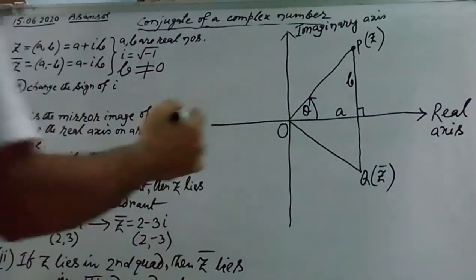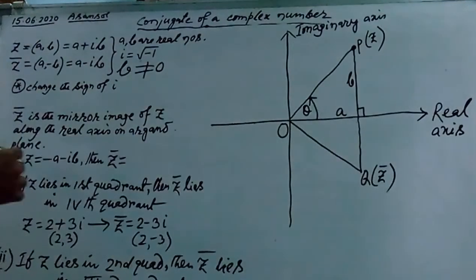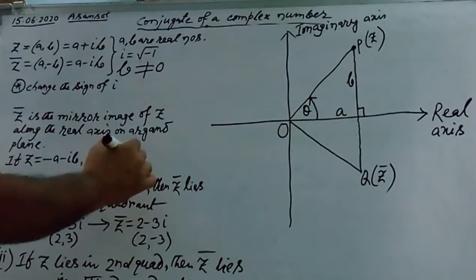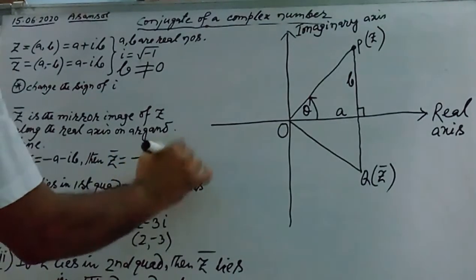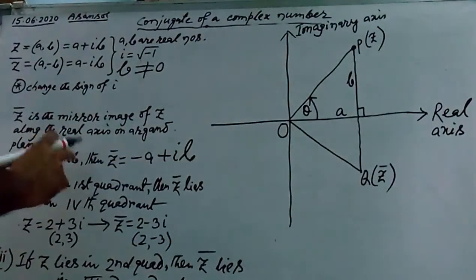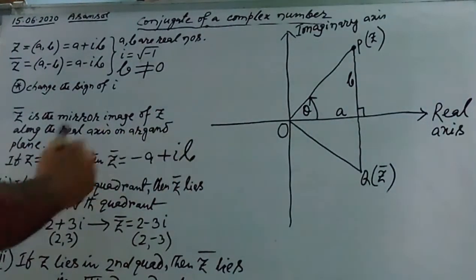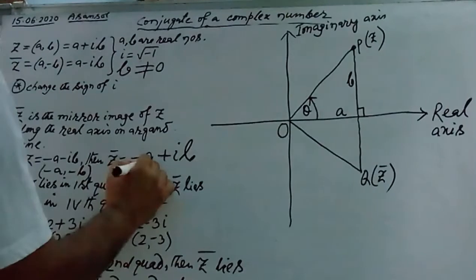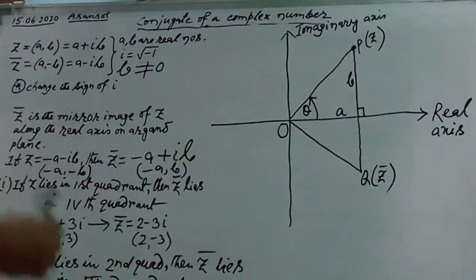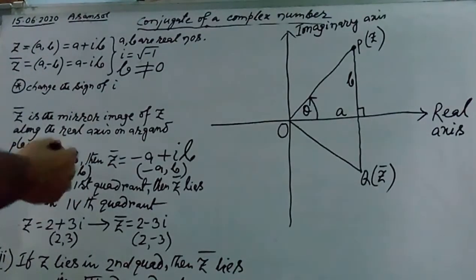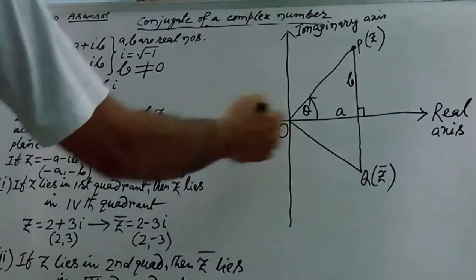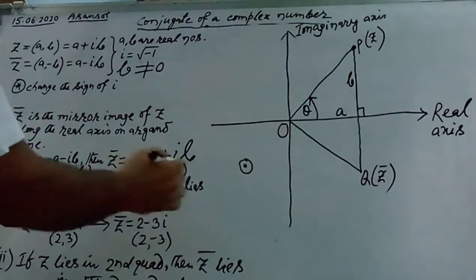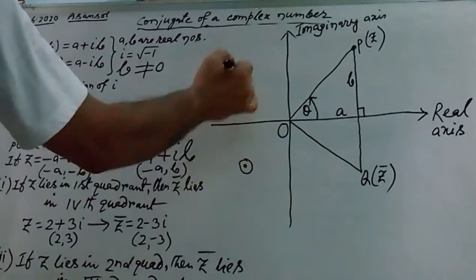Suppose z is equal to minus a minus ib, then z bar is equal to minus a plus ib. Means this z is the point minus a, minus b. See the coordinate, where will minus a minus b be? If z is here, at minus a minus b, then z bar is equal to minus a plus b, so minus a plus b will be here.